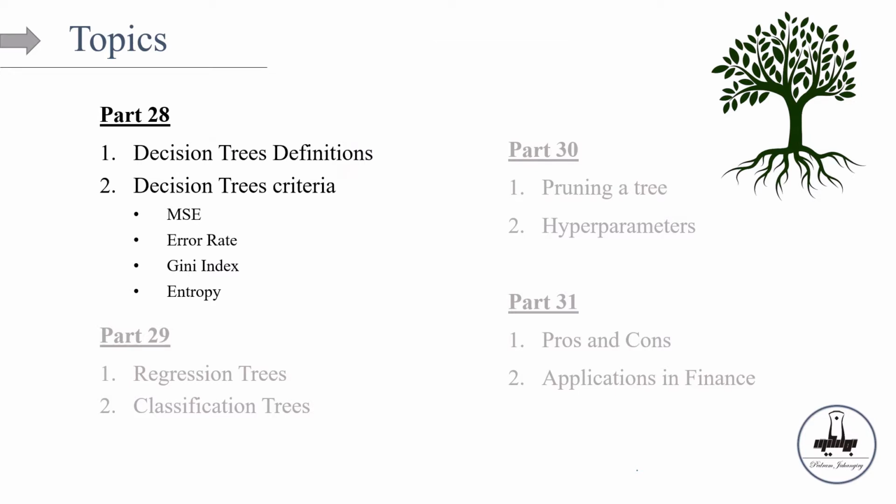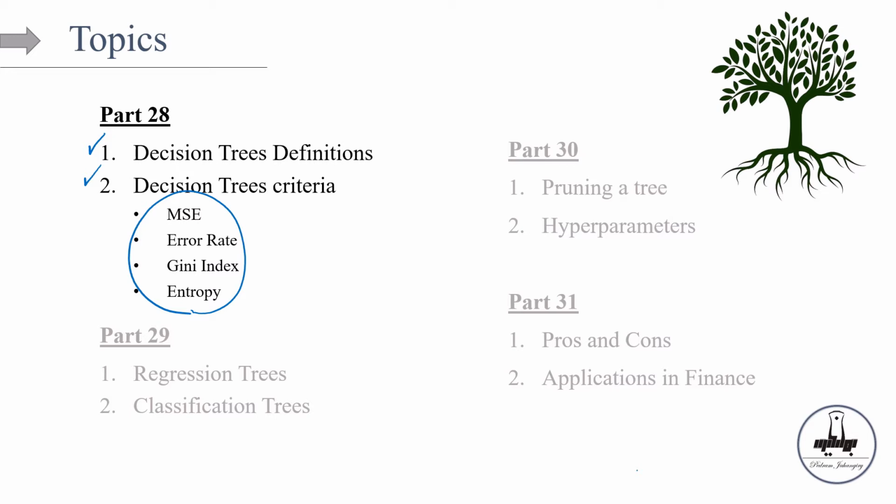Okay, so let's do it. In this episode, part 28, we start with decision tree definitions. And we're going to go over something which is called decision tree criteria. This is actually the heart of the decision tree algorithm. At the heart of the algorithm, we need to answer two questions: what feature to start with and where to put the split. In order to answer these questions, we need to come up with some criteria.